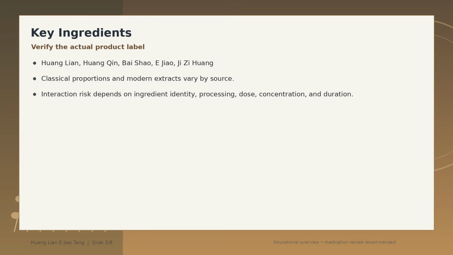Key herbs commonly associated with this formula include Huang Lian, Huang Qin, Bai Shao, E Jiao, Ji Zi Huang. In classical formula analysis, some herbs address the principal mechanism, others support the chief action, and others harmonize or direct the prescription. The exact composition can vary by lineage, manufacturer, granule concentration, and modification. For interaction analysis, the actual ingredient label and dose are more important than relying only on the traditional formula name.